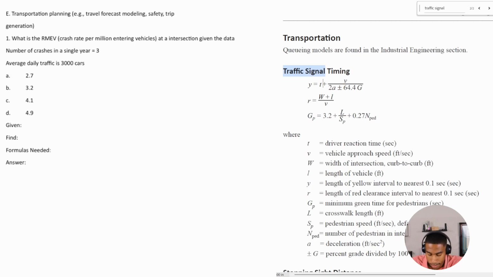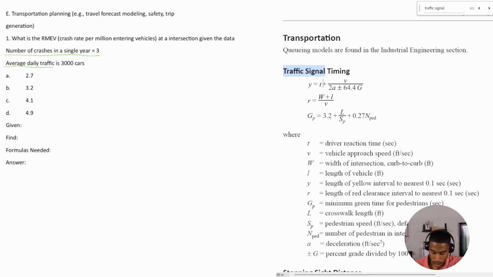That's the crash rate per million entering vehicles at an intersection given the data. The number of crashes in a single year is 3, and the average daily traffic is 3,000 cars. Okay, so I always start by seeing what is given. The number of crashes in a single year. Just highlight this stuff in green. This is good information for us. And the average daily traffic. Those are the two things that are given.